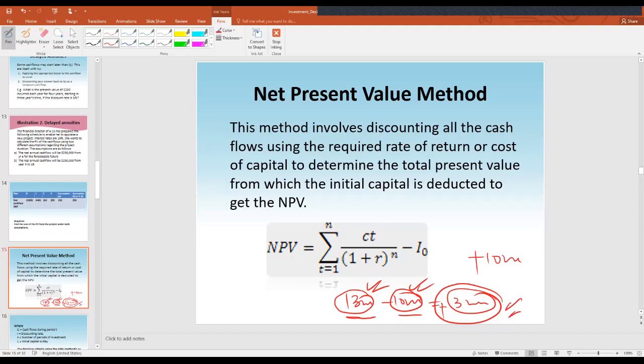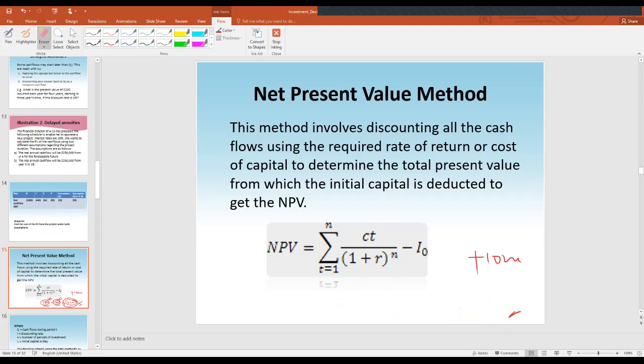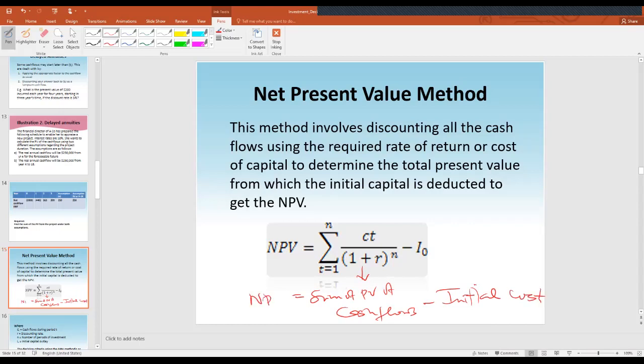So that's on the use of NPV. Very straightforward. It's the sum of present value of cash flow minus the initial investment cost, and that gives the NPV. Don't just memorize the formula, it doesn't help you at all. Simply, the sum of present value of cash flow minus initial investment cost.